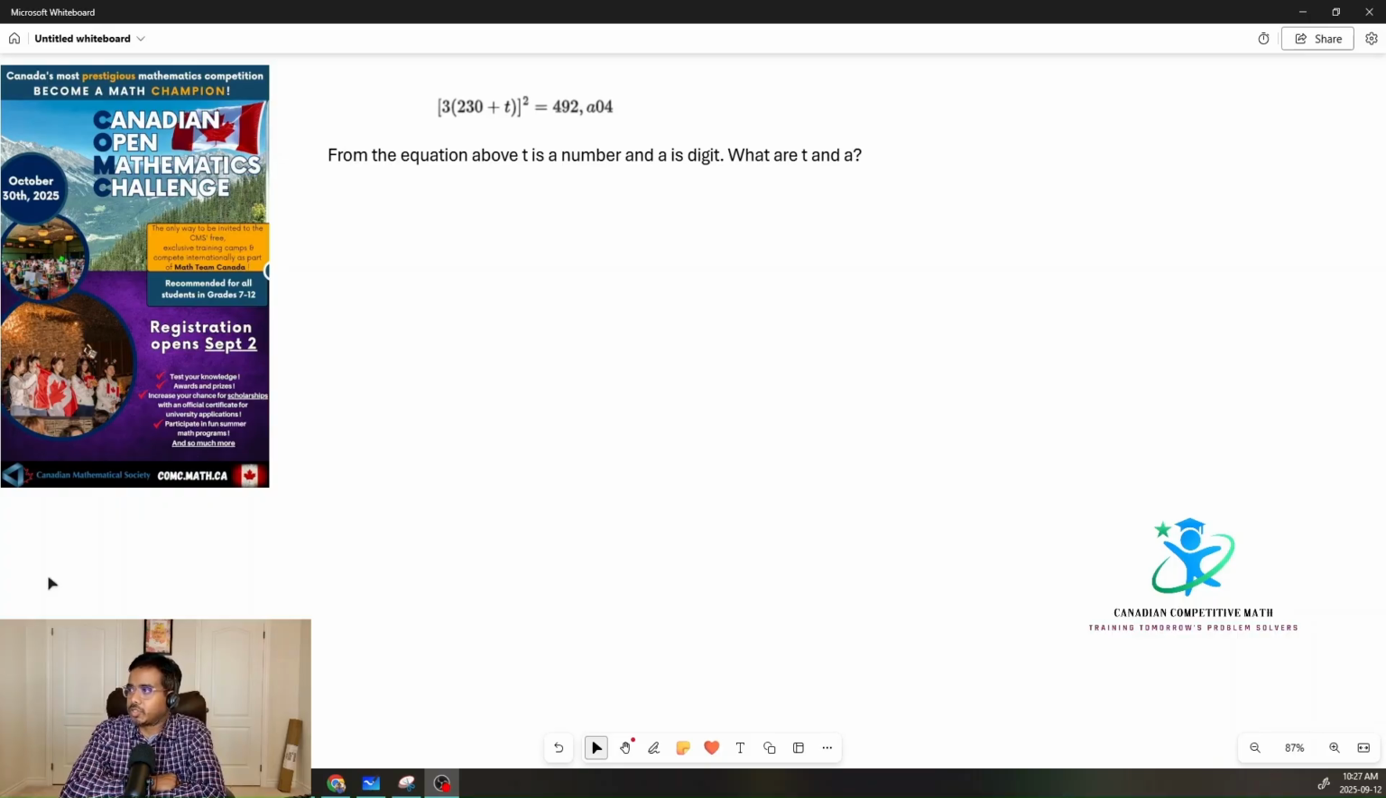Okay, what do we have today? Today we have a question related to number theory. We have an equation. On the left side, a number is missing, a number t. That's what we need to figure out. On the right side, a digit a is missing. We need to figure out that too.